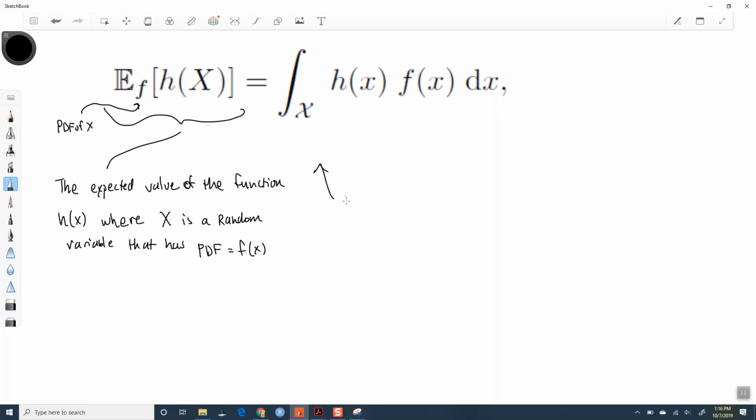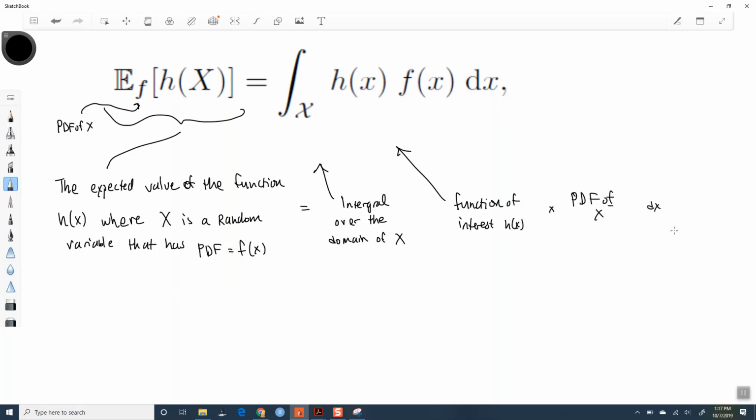And this side is equal to the integral over the domain of x, that's what this curly x is, of the function of interest h of x times the PDF of x, dx. So for beta, the domain is 0 to 1. For normal distributions, negative infinity to infinity. For exponentials, 0 to positive infinity. So whatever the domain of x is.